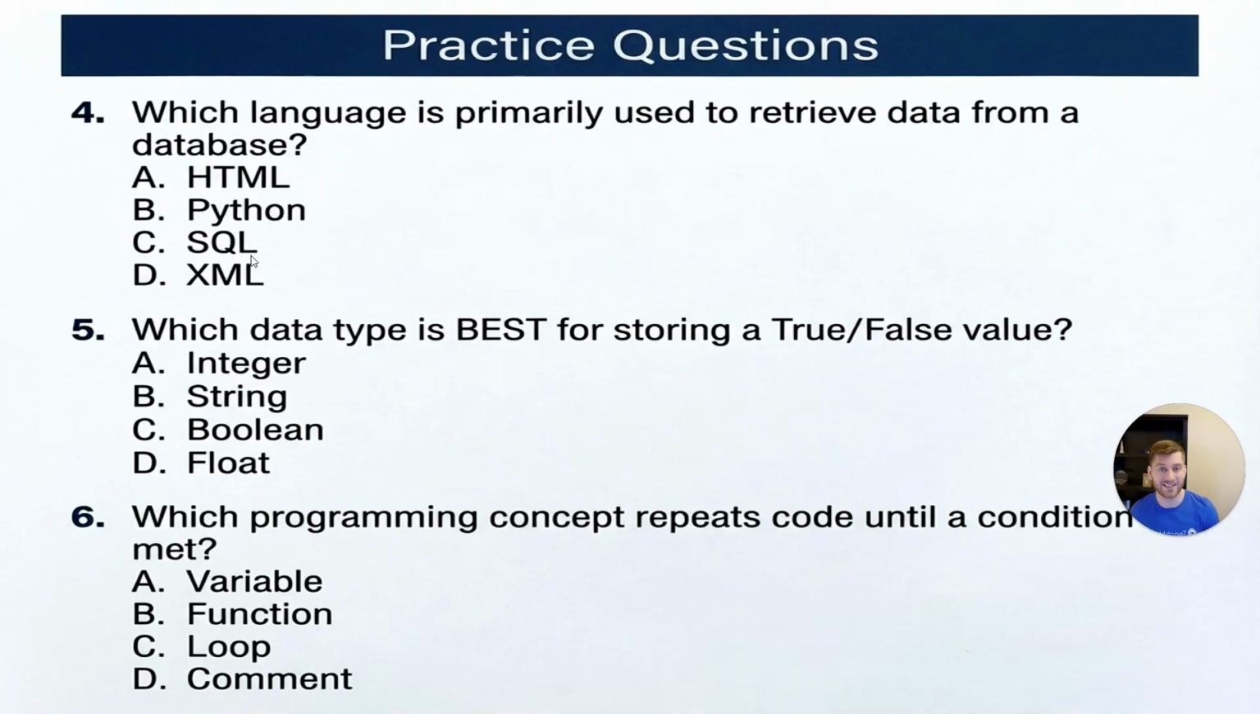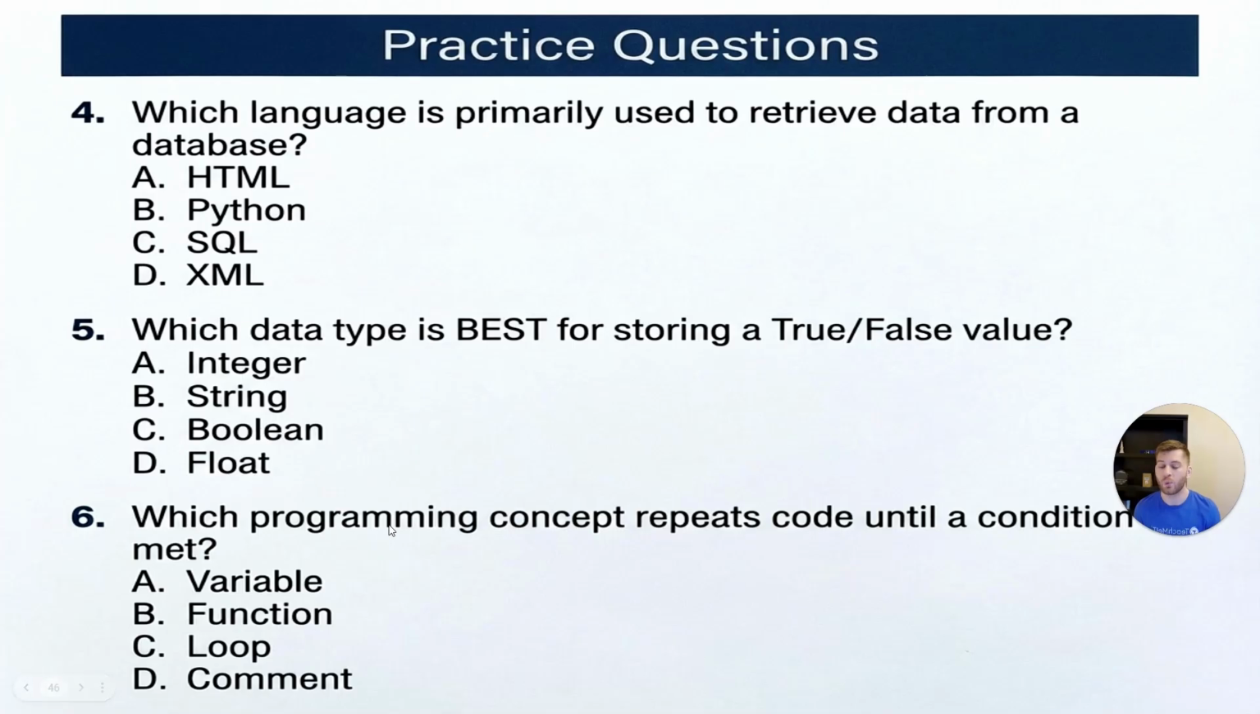SQL is a type of querying or query language, so just keep that in mind. If you see something on the exam asking about retrieving data from a database, that's either going to be a querying language or SQL, which is a type of querying language. Number 5, which data type is best for storing a true or a false value? Remember, there's only one data type that is primarily used for true or false values. There's only one out there, and that is C, which is Boolean.